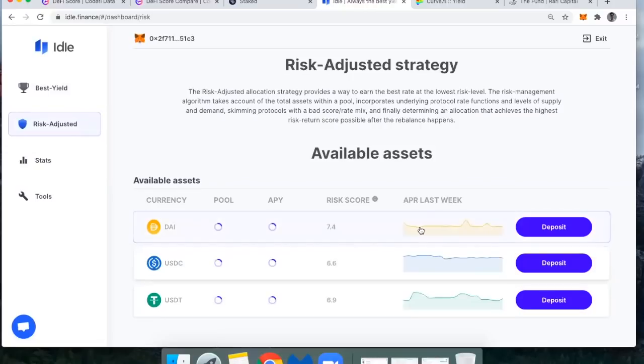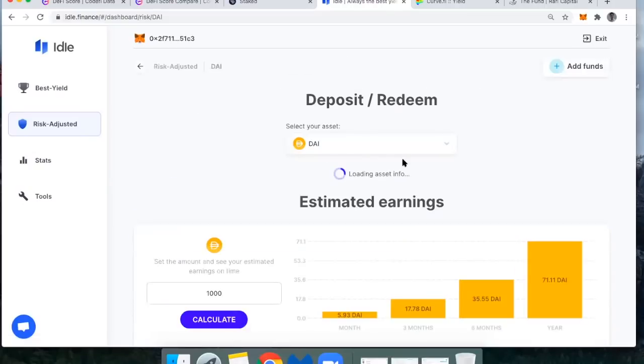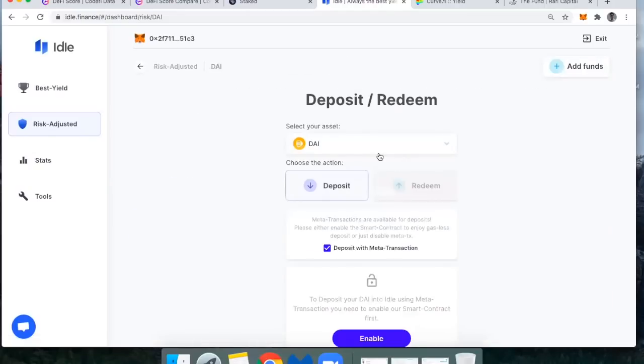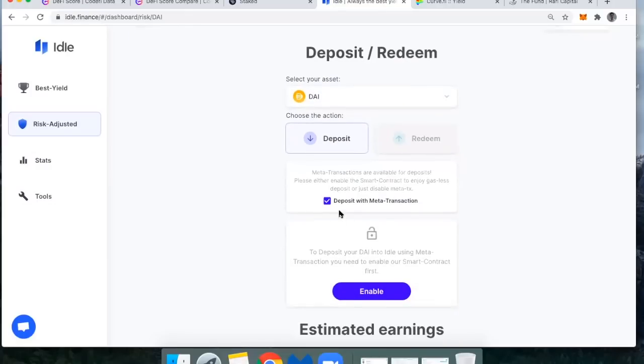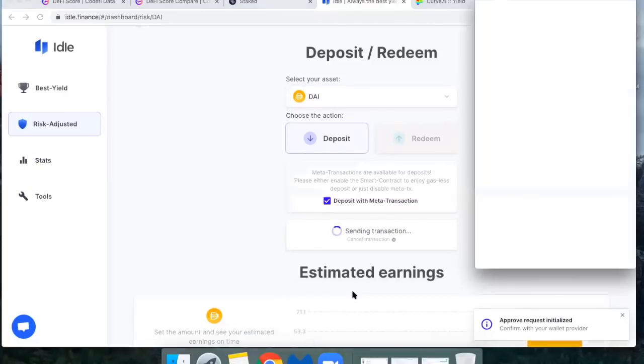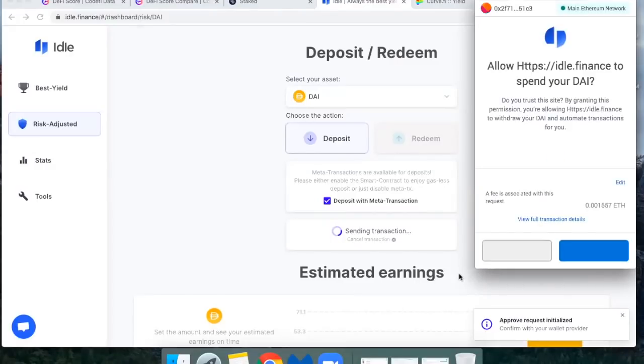This works like all other DeFi applications. If I click deposit, it's going to ask me, how much do you want to deposit? So I'll choose DAI, we'll hit deposit. When I deposit, I'm going to first have to enable, which is the usual approval step to say you can move my DAI. And then after that, I'll actually execute the deposit. So there we go.